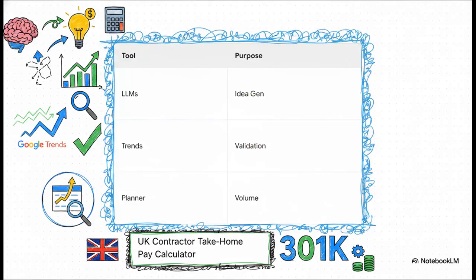Let's look at the exact research stack you'll use for this. You're going to start with a large language model like ChatGPT or Claude to act as your personal brainstorming partner. Have it generate utility ideas, things like compound interest or salary calculators. Next, you run those ideas through Google Trends to validate that the search interest is steady or even better, growing. Finally, you plug those keywords into Google Keyword Planner for the exact traffic data. Following this exact process actually revealed a massive opportunity for us. A UK contractor take-home pay calculator boasting 301,000 monthly searches. It literally hits every single metric perfectly.